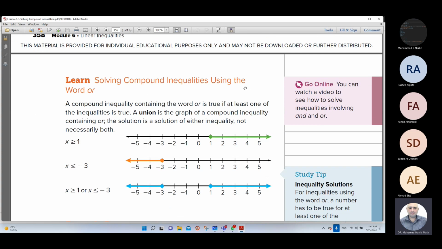Solving compound inequalities using the word or. A compound inequality containing the word or is true if at least one of the inequalities is true. A union is the graph of a compound inequality containing or. The solution is a solution of either inequality, not necessarily both.